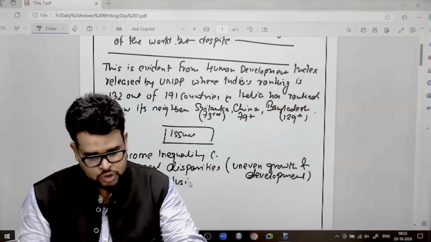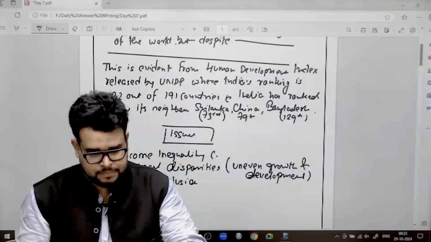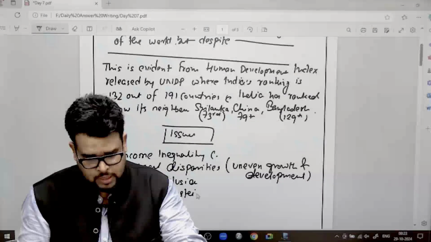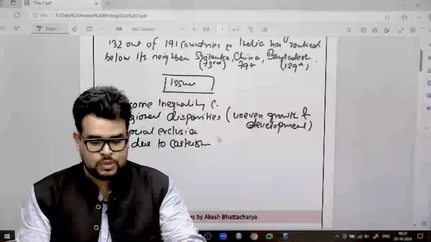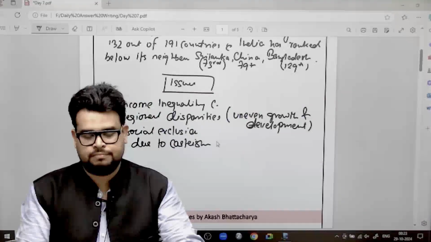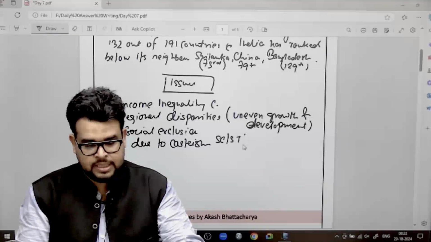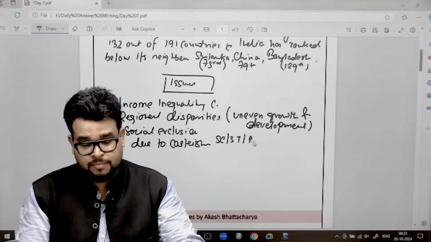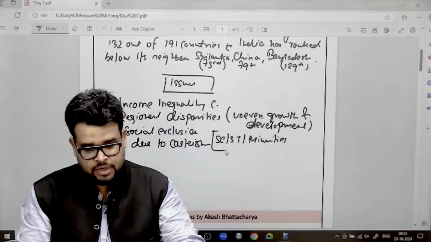Social exclusion due to casteism. That is why you will see the caste system is still valid, because now we are giving recognition to SC, STs, and you have minorities also.